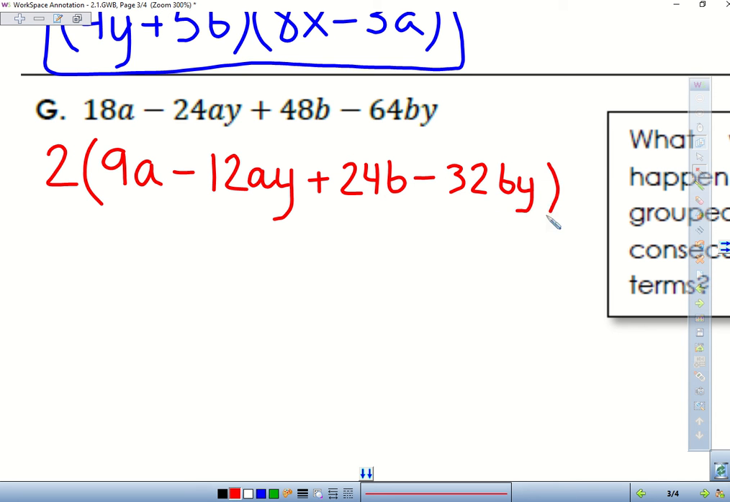Is everyone with me so far on that? I just divided everything by a 2. Now, this 2 on the outside is just going to come along throughout the problem. We're not really working with it anymore. It's just there on the outside, chilling on its own.